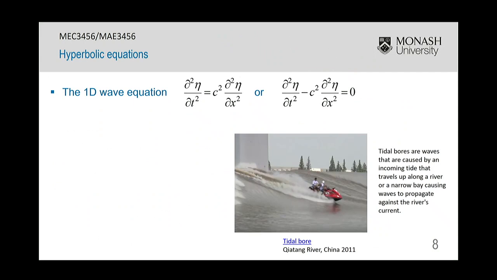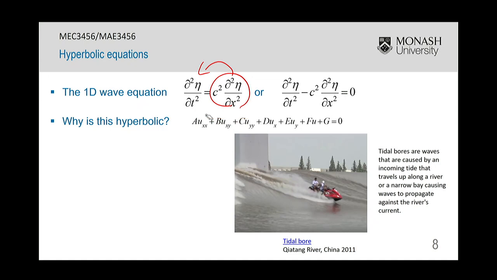The 1D wave equation is a hyperbolic equation. It's often written as d squared eta/dt squared equals c squared d squared eta/dx squared, or perhaps sometimes with this moved across to the same side. And the wave equation obviously describes the motion of waves. In this example down here, we have a tidal bore on a river in China. You should have a look at this YouTube video. It's pretty spectacular.